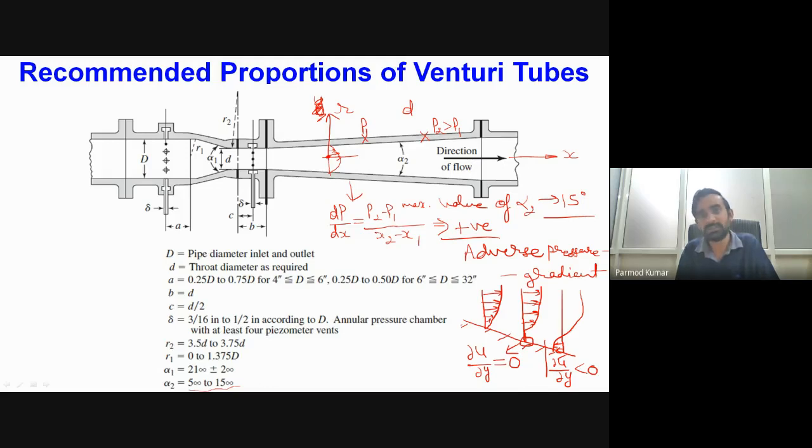Because of that, what is generally done while designing the Venturi meter is to have a limiting value for this angle of divergence. The maximum value which is recommended is 15 degrees. So always when we are designing the Venturi, our angle should be less than 15 degrees.